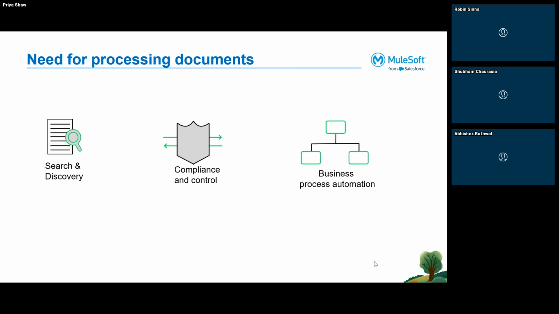Okay, and then there's also a need for processing documents for compliance control. There are several industries which require document processing to ensure compliance with regulations and standards. This can be checking or verifying whether your document is authentic or not, and it is also useful for detecting fraud and ensuring that it adheres to all the legal requirements. Then the need for processing documents is there for business process automation also.